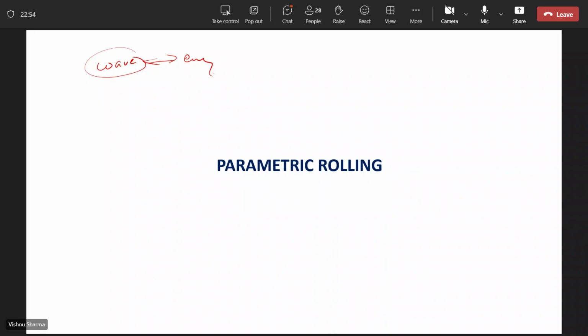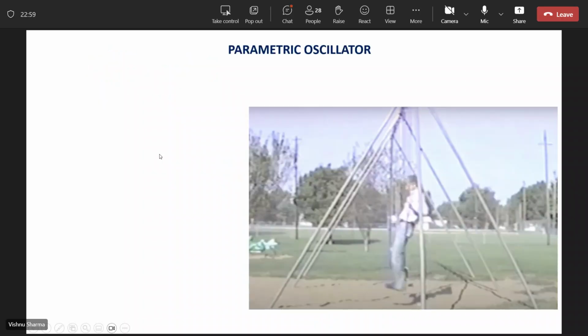Parametric rolling or parametric oscillation is again a physics term. Now see, guys, if there is nobody to push the swing, can you increase the amplitude of oscillation of a swing in the park? Yes or no? You can't alone? You've never been on a swing alone? Yes, we can. We have to push ourselves. What do you do? You pump the swing. Look at this video when it comes.